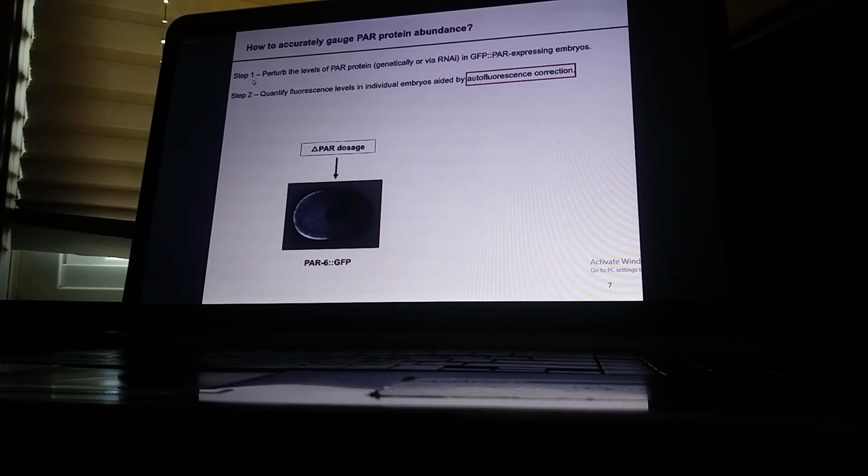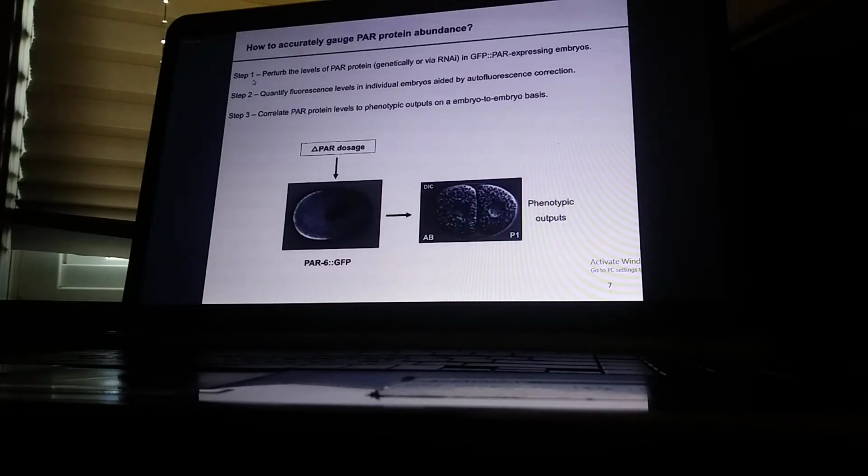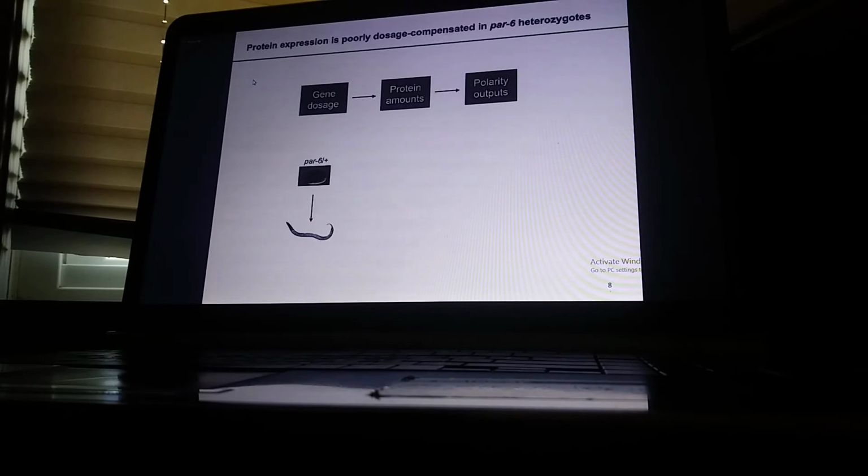I'm not going to have time to go into this, but if you want, I can tell you more about it later on. Thirdly, now that we can better gauge protein amounts in individual embryos, we can pair this PAR dosage with a variety of phenotypic outputs on an embryo-to-embryo basis. So if I now take you back to the heterozygosity that I mentioned, PAR-6 heterozygous embryos are able to develop into a viable worm.